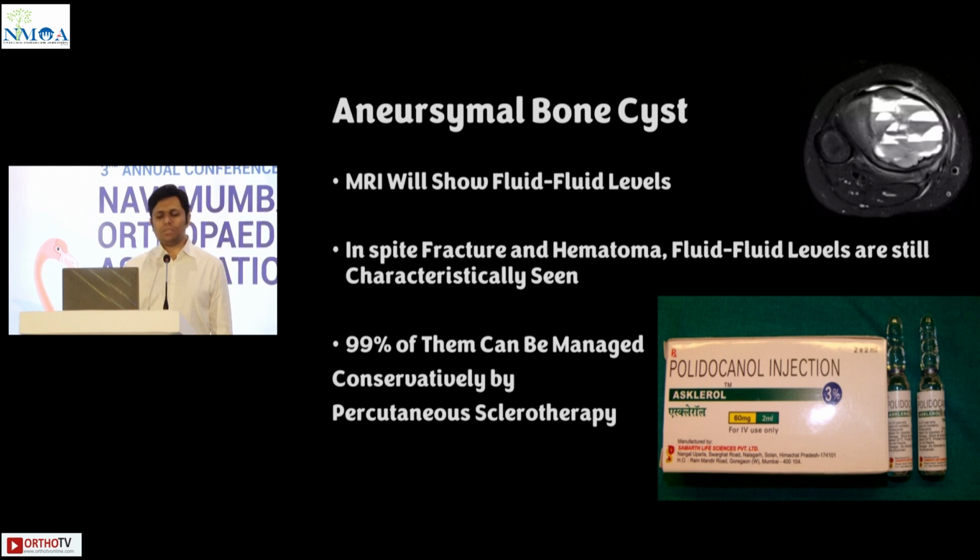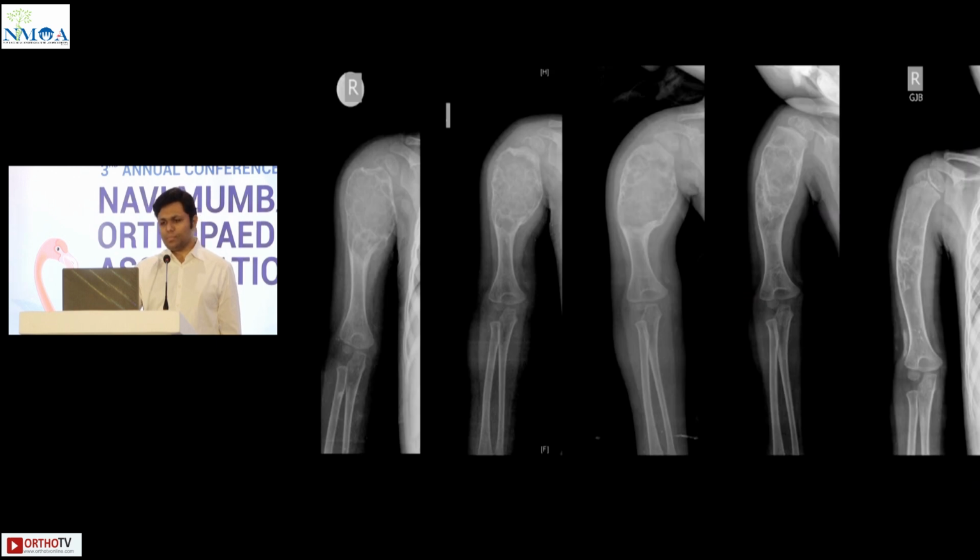99% of ABCs are treated with percutaneous sclerotherapy. You do not need to operate them. You do not need a curettage. This is an example of a proximal humerus ABC, large in size. We did percutaneous sclerotherapy. First X-ray is on presentation. The third X-ray is 2 months after the procedure.